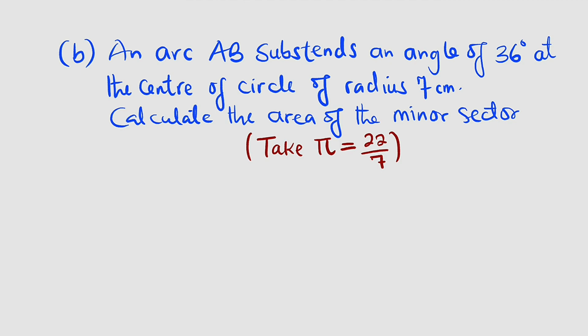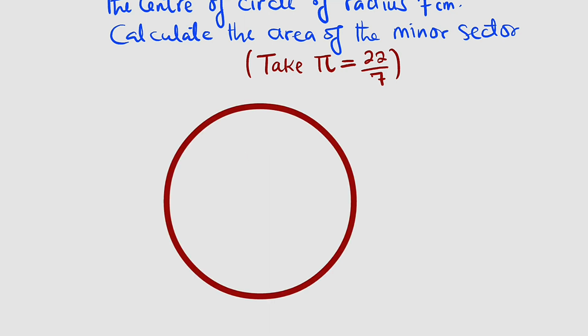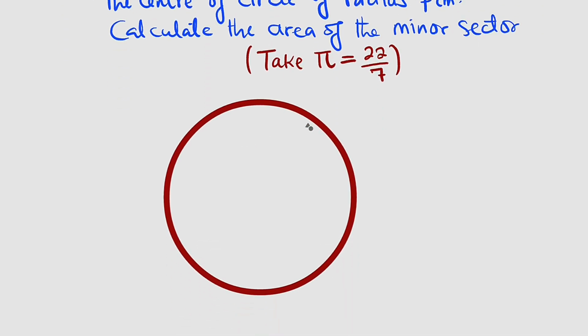The question is telling us an arc AB subtends an angle of 36 degrees at the center of a circle of radius 7 centimeters. We are asked to calculate the area of the minor sector. Okay, so let me draw a circle here. It forms an angle of 36 degrees. So if this is the center, let's assume this angle here is 36 degrees. And this is 7 centimeters, the radius. This is the major sector and this is the minor sector. And we are looking for the area of the minor sector. Therefore, we are going to consider this.